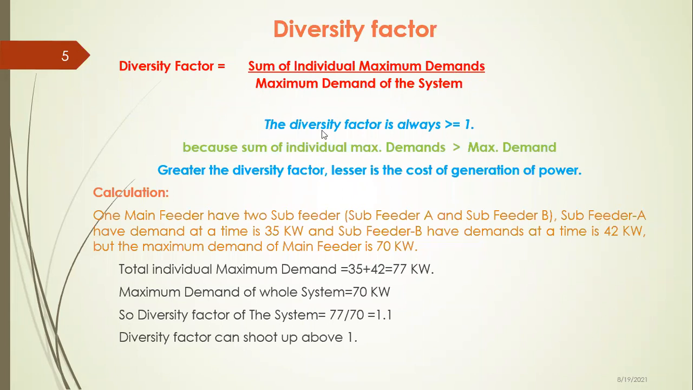So the diversity factor is always greater than or equal to 1. Okay, this you must remember, that the demand factor is always less than or equal to 1, and diversity factor is always greater than or equal to 1. That means the sum of individual maximum demands is always greater than the maximum demand of the system.